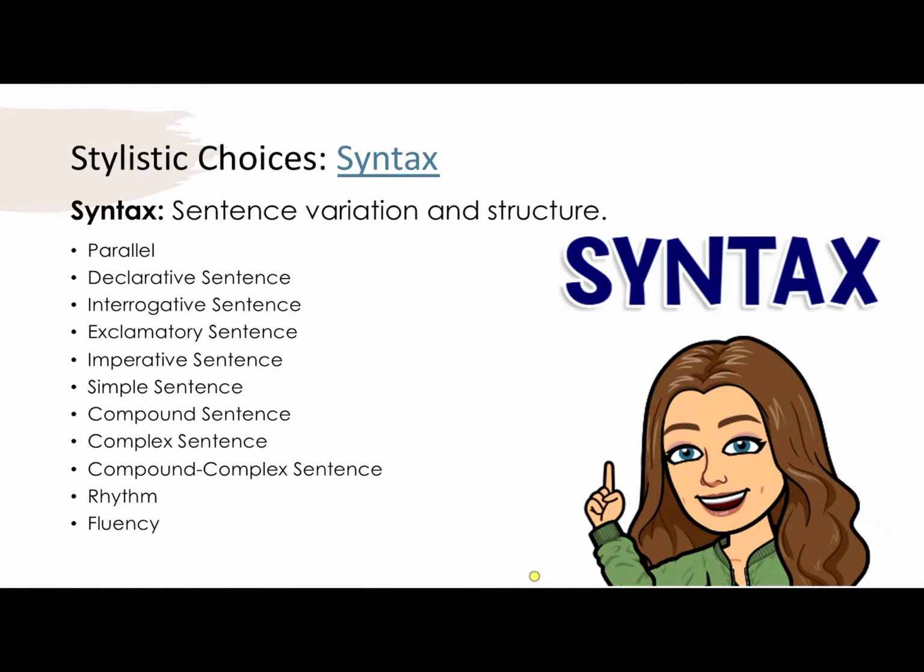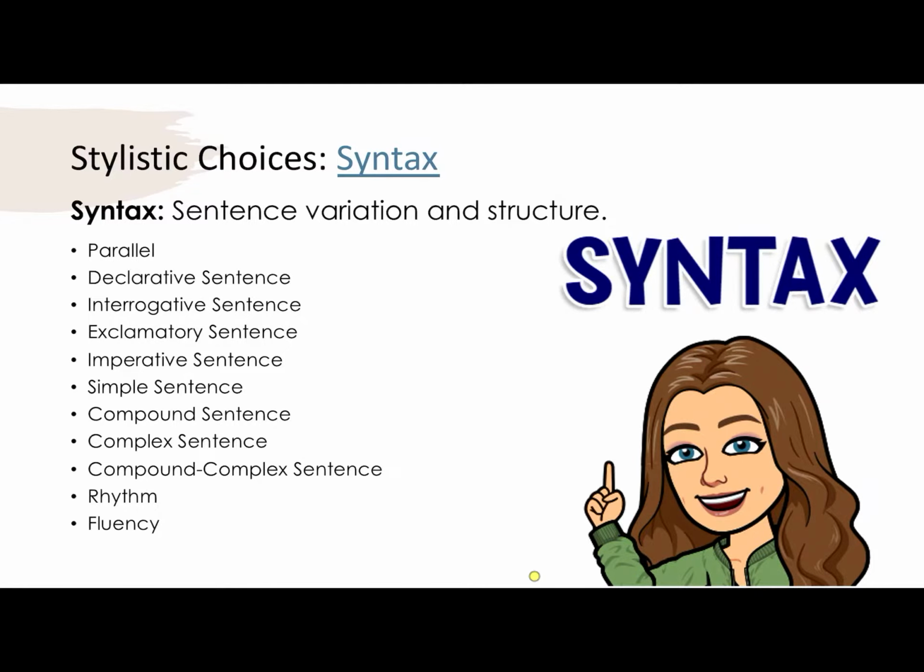Parallel structure means that the sentence structure between a few consecutive sentences, so that means next to each other, have a similar structure. That can mean similar length. It can mean the subject-verb structure is the same. It can mean they have a similar punctuation pattern. But as you read them, they read the same, they sound the same, and they have that same structure as it's read aloud or on the page.